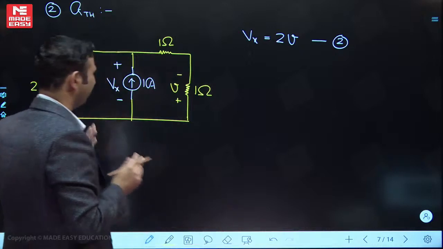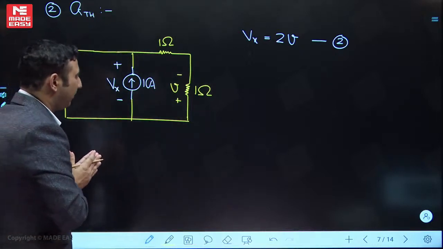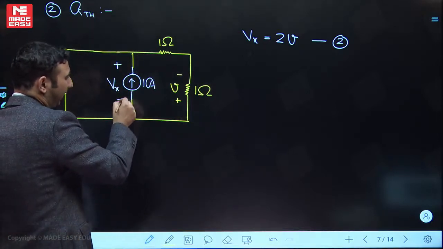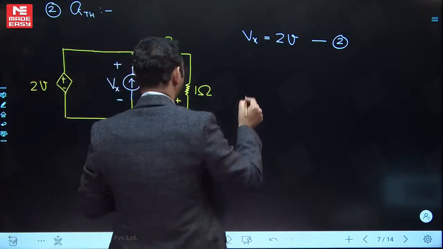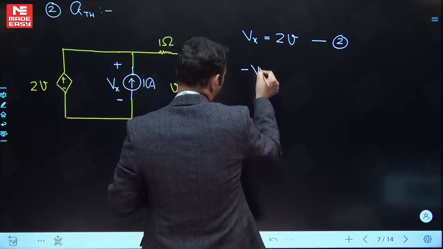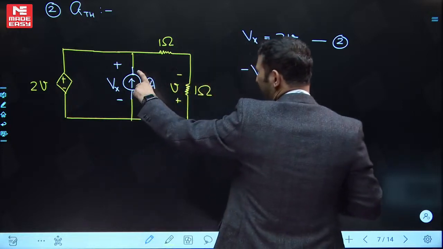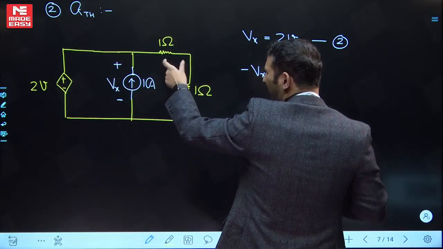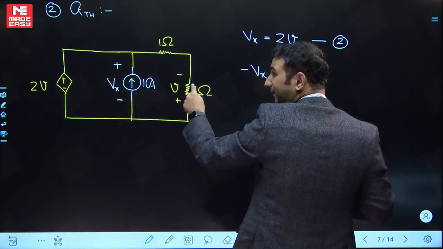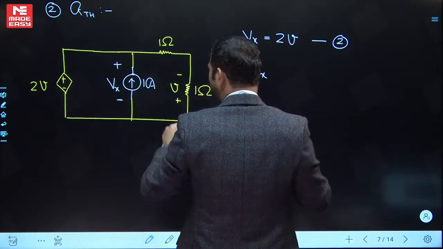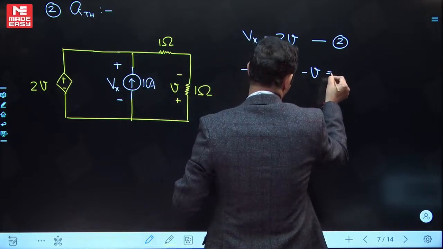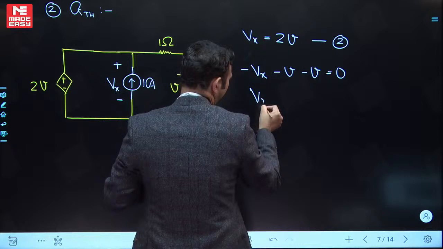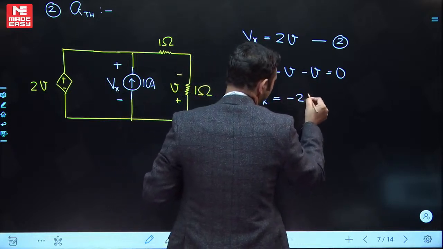Vx came out equal to 2V, directly. Now let's calculate it again, this time from here we will find Vx. How much will Vx be? If you see, minus Vx, I'm applying the KVL, okay? Minus Vx. If there is a minus V drop here, then there will be a minus V here too. Same resistor, equal drop. So, this will be equal to minus V equal to 0. Or can you see Vx is coming equal to minus 2V?